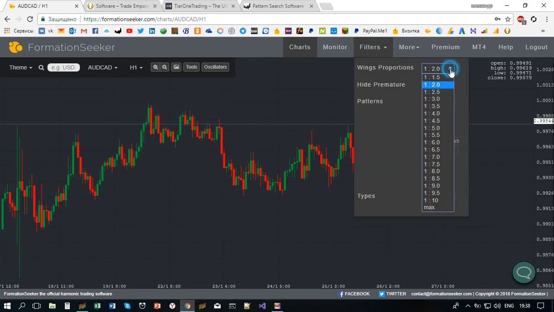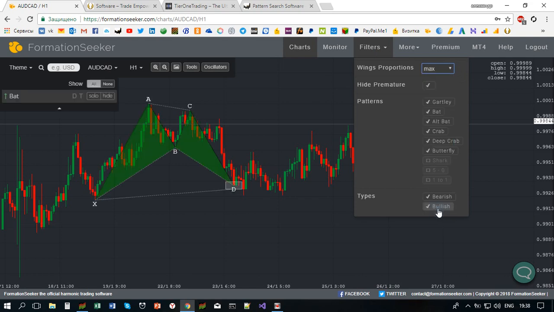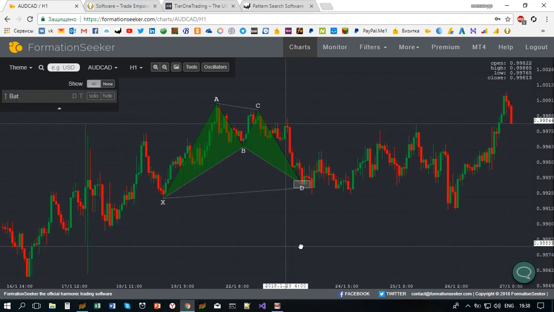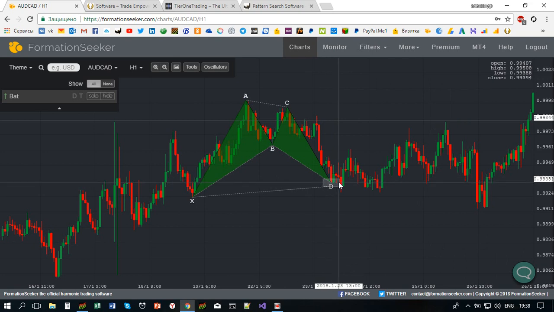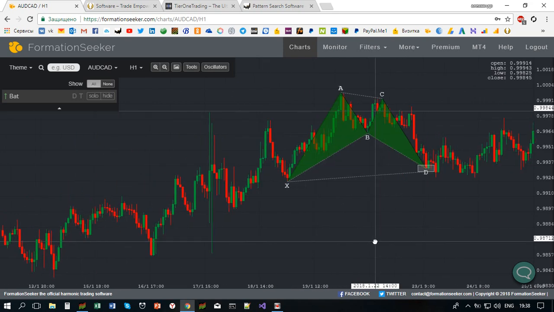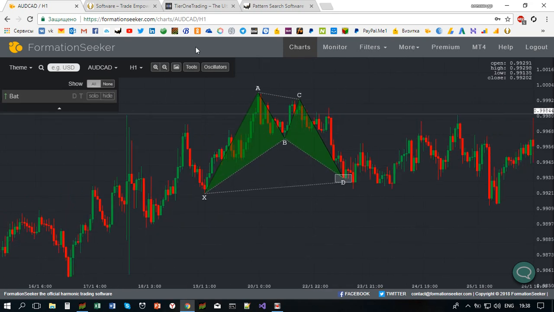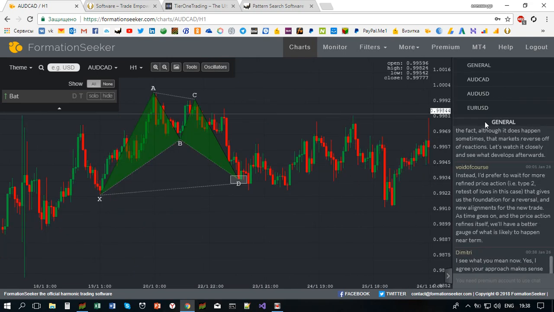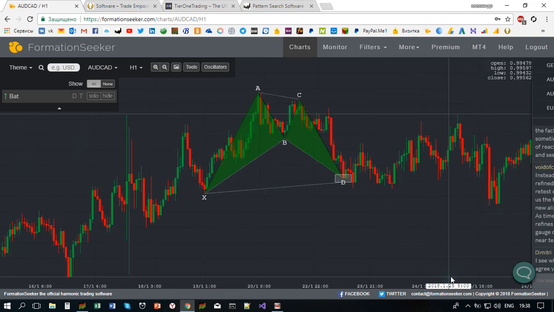Filters. Okay, proportions. Okay, we found some pattern. You see, it's a bit late to trade it because it already hit some targets, obviously. So this is how Formation Seeker works, and you can chat with other traders on here. In this, Dimitri says something, somebody else says something.